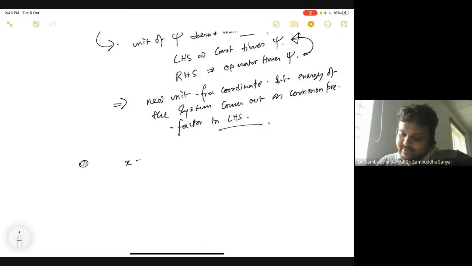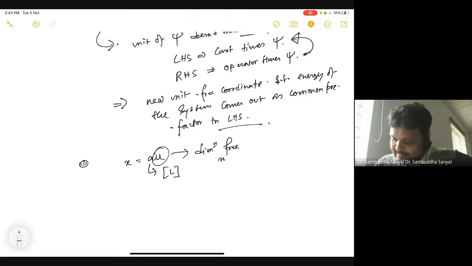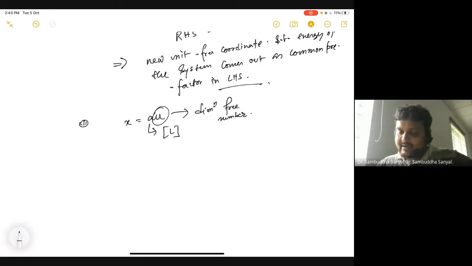So one way you can do that is write x as some a times u, where a has the dimension of L. So then u must be a number. Okay, so u is a dimension-free number. That is our goal.